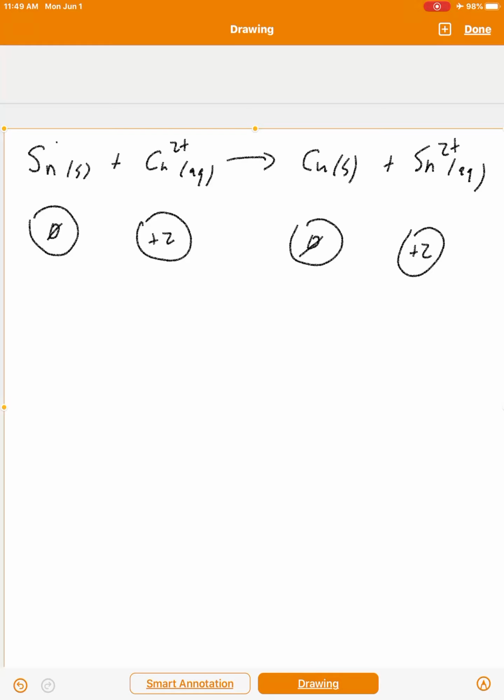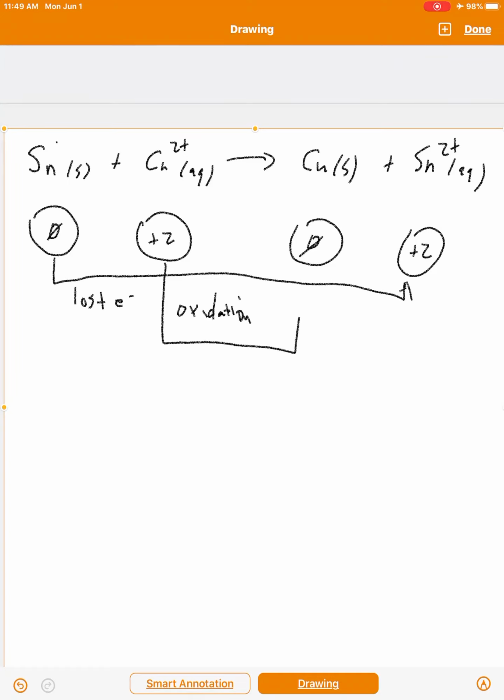So what has happened? The tin has gone from 0 to +2, lost electrons. That's oxidation. Whereas the copper's gone from +2 to 0, that's a gain of electrons. So that's reduction. Okay, very nice. So those are the types of reactions we're going to look at.